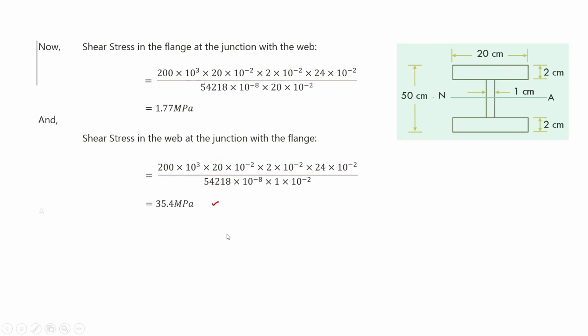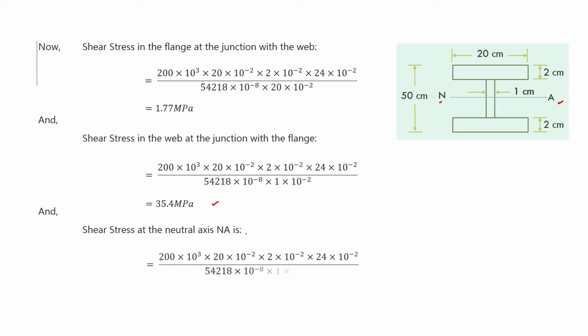Now similarly, shear stress at the neutral axis. So now consider the neutral axis. This is NA given to us. So at this neutral axis, we will find out the shear stress now. So how to do it? Again we will use the same formula, that is tau equal to Fa y bar upon Ib. Now this is F. F is again 200 into 10 to the power of 3.